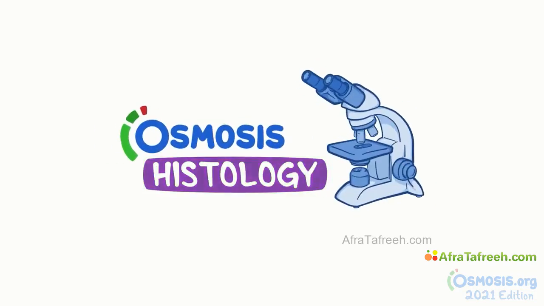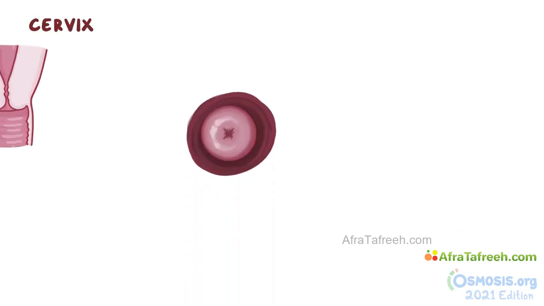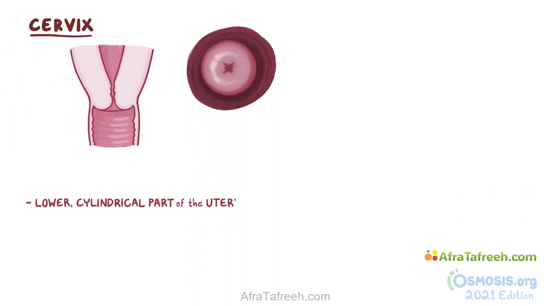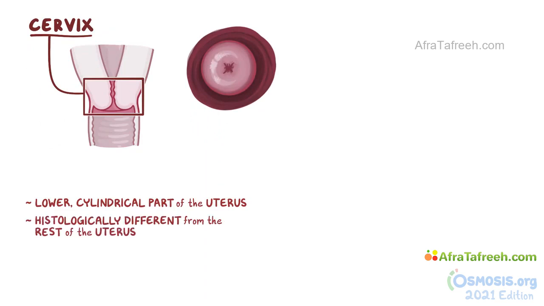Now, let's get a closer look. The cervix is the lower cylindrical part of the uterus that opens into the vagina. Histologically, the cervix is different from the rest of the uterus and also has a mucosa that doesn't shed during menstruation.